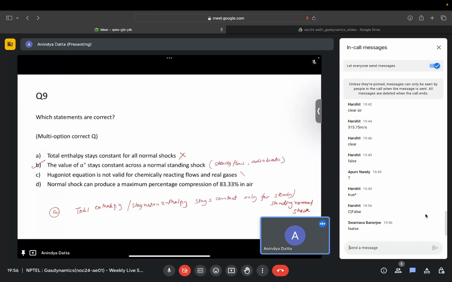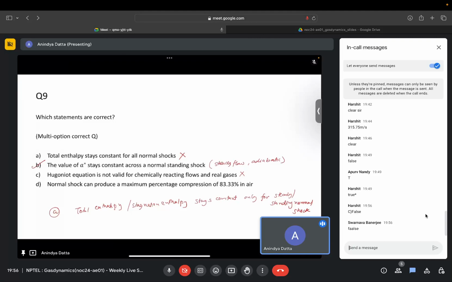Yes, this is false, because when the Hugoniot equation is derived, we basically just do some manipulation, taking the energy balance equation, momentum balance equation, and mass balance equation for 1D flows. That relates the properties upstream and downstream of the shock purely in terms of thermodynamic variables. It does not involve any velocity or Mach number.